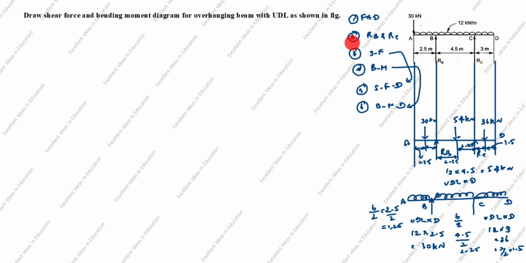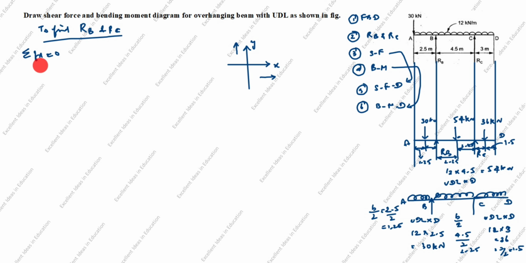Next we will find RB and RC. First we will calculate summation of Fx is equal to 0. First we will draw the graph. This is x-axis. Here is y-axis. So x-axis is horizontal, y-axis is vertical. You see here in this FBD drawing, is any horizontal force there? Summation of Fx, horizontal force is not there. So no need to calculate this one. This one you need to neglect.